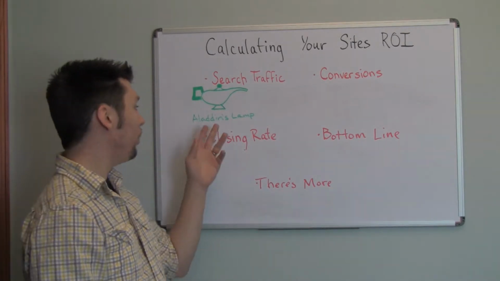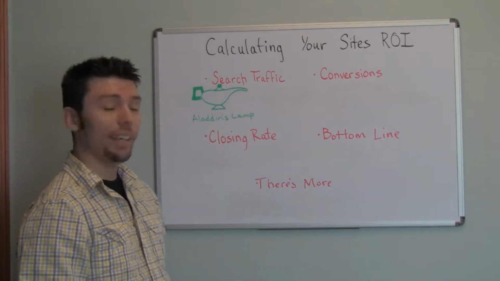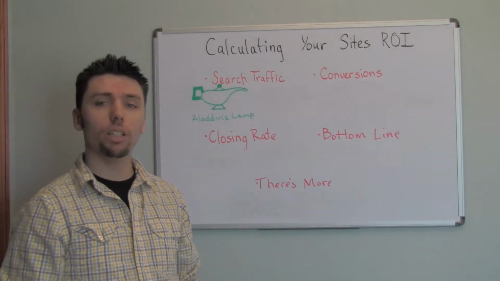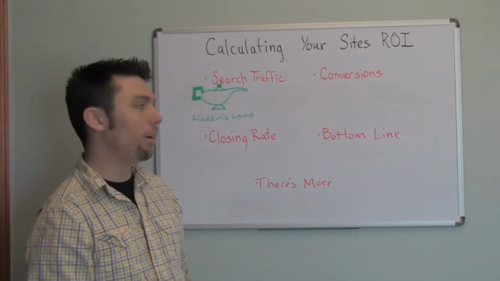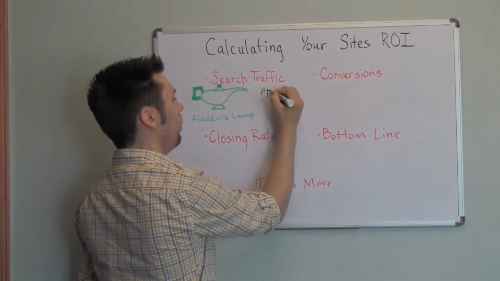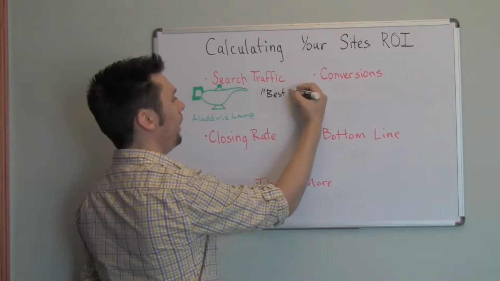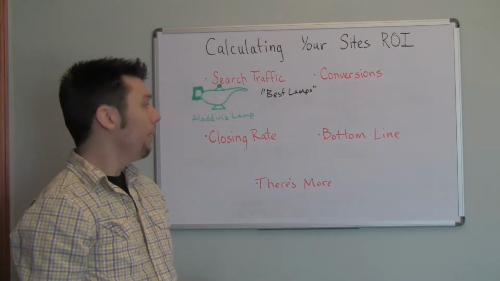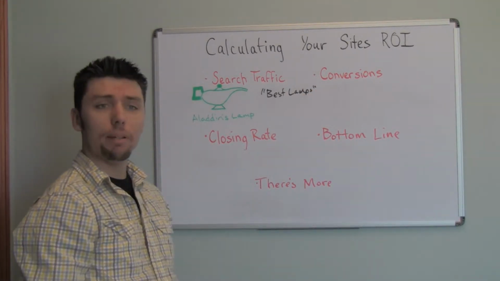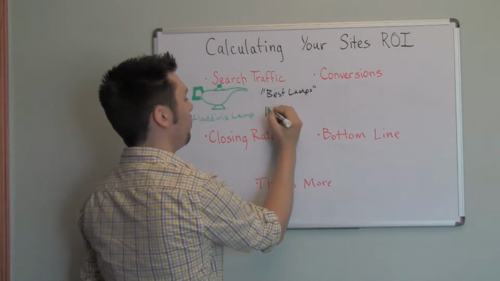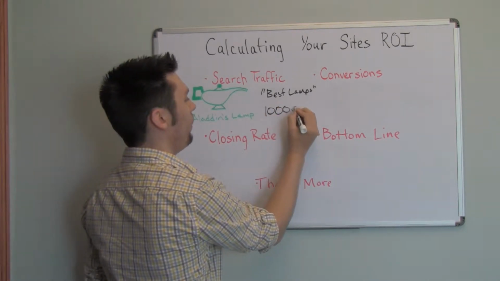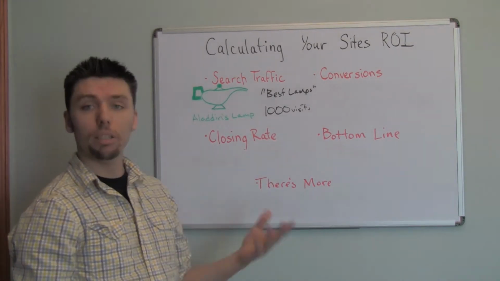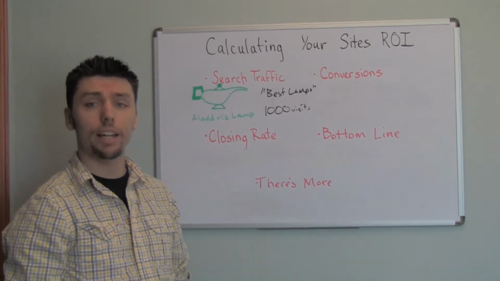So I came up with a company here, Aladdin's Lamps, and obviously they sell lamps. They're doing some research, looking around, and they realize one of the phrases they want to come up for is "best lamps." So they start doing some optimization, and they're coming up to the top for "best lamps" now. Let's say in this example, they get to the top and start getting 1,000 visits per month from this. So every single month, 1,000 people search "best lamps," find them, click, and go to their site.